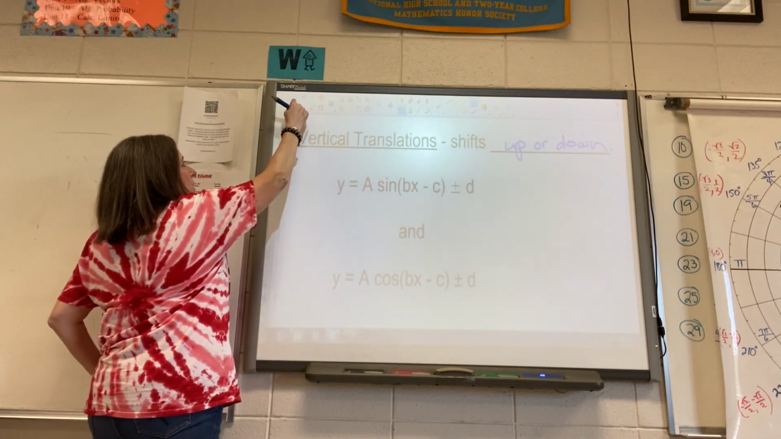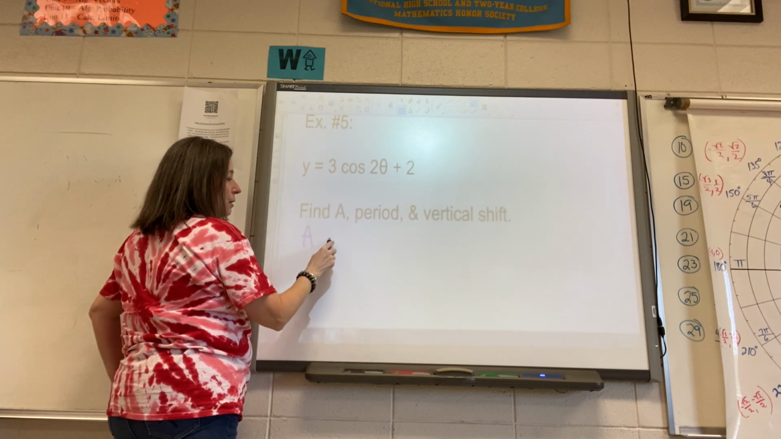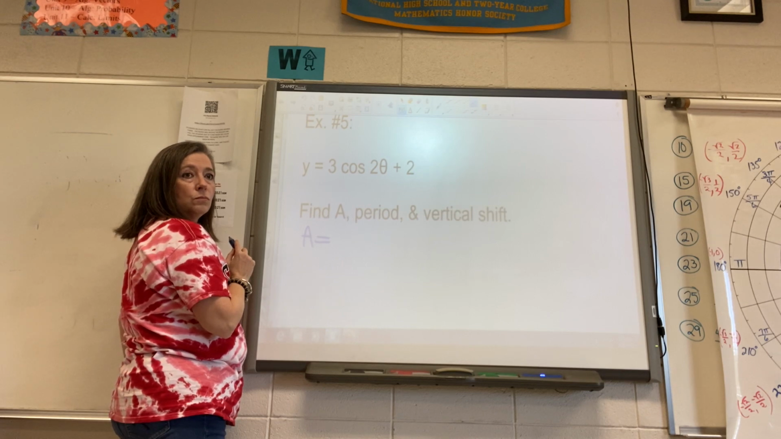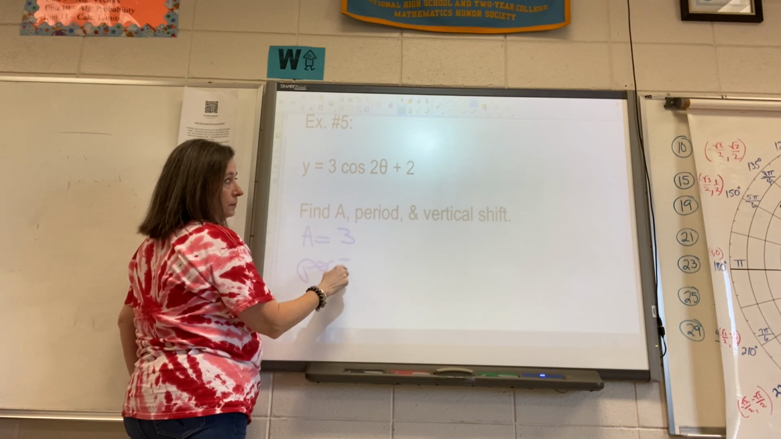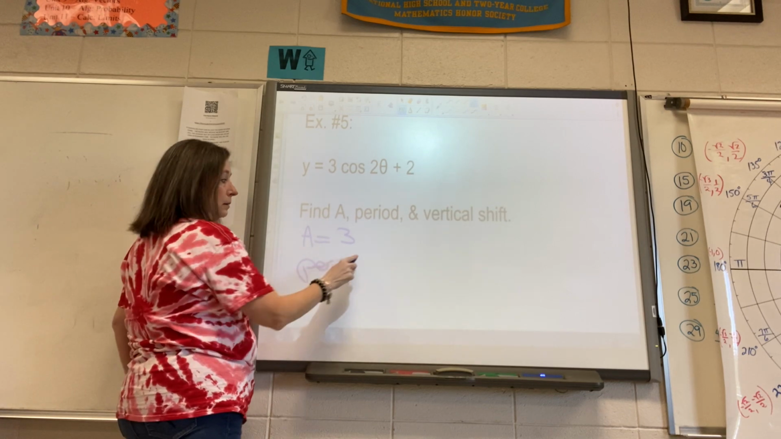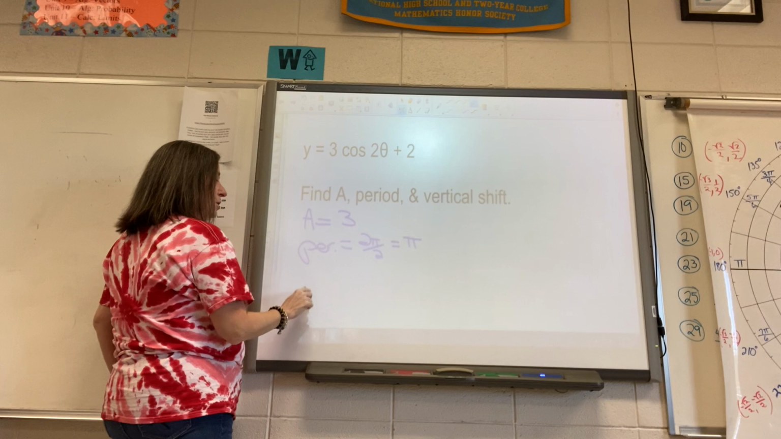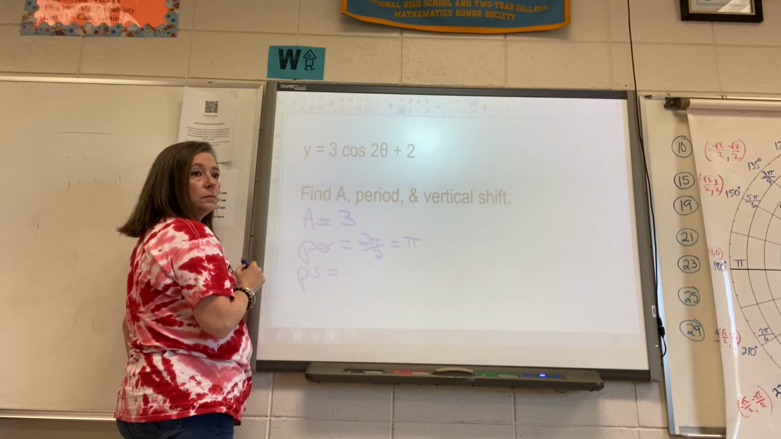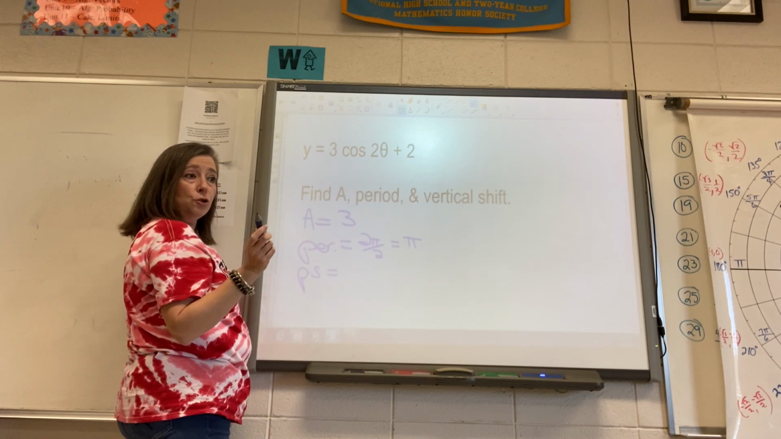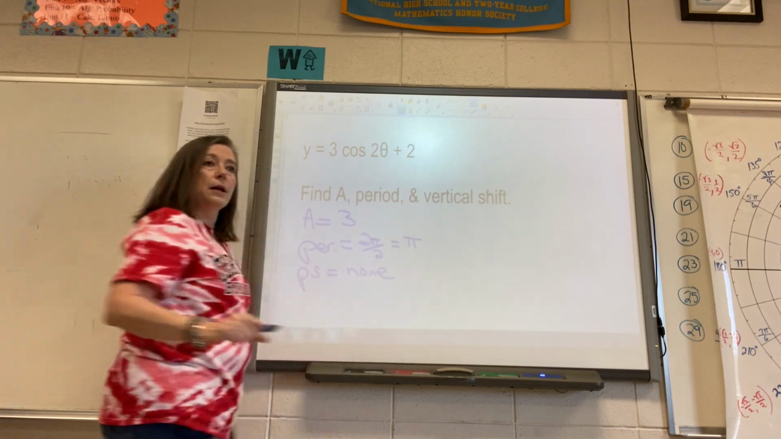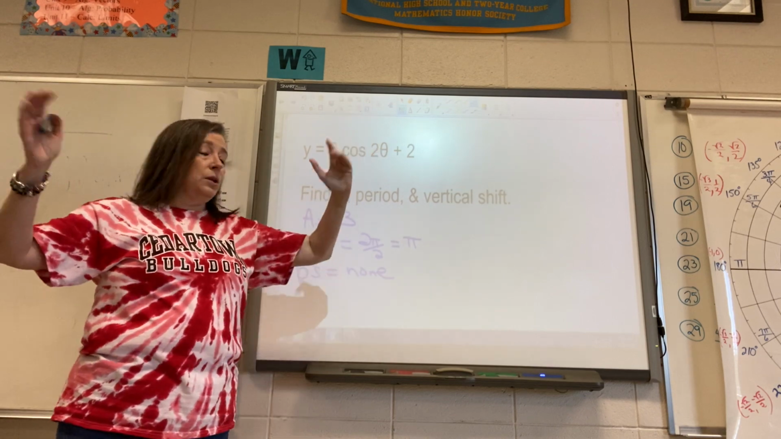All right, so let me show you how that works. So let's see. Find the A. All right, so A equals 3. Find the period. Pi. It's 2 pi over 2. Yeah, pi. All right. What's the phase shift? It's not in parentheses. We don't have parentheses, so there is no phase shift. You have to have that B and C number in parentheses, and we have B, but we don't have parentheses with the C, so there is none.